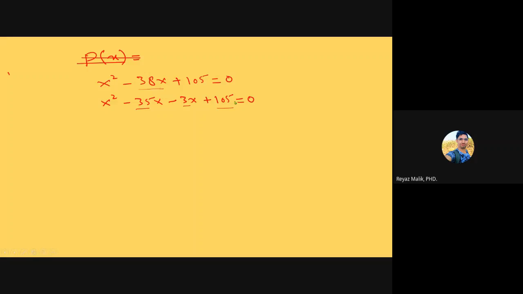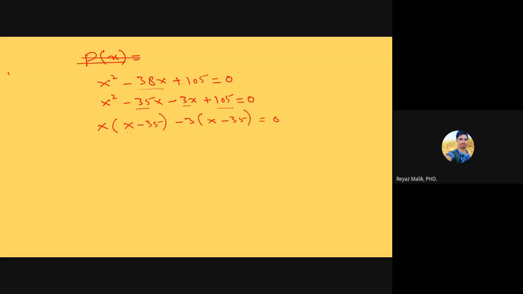Then we will take the common. There is not much common in it because there is no numerical value, so we will only take x as common in the first term. When we take x common, x minus 35 will be left. Here we will take minus 3 common. So what will be left? The same, x minus 35, equals 0.